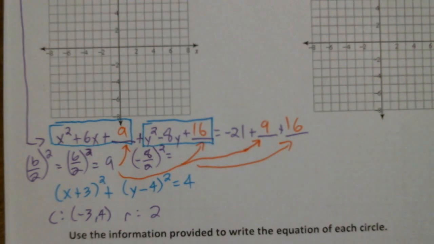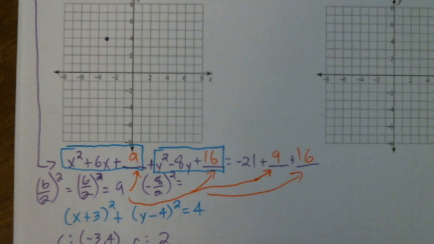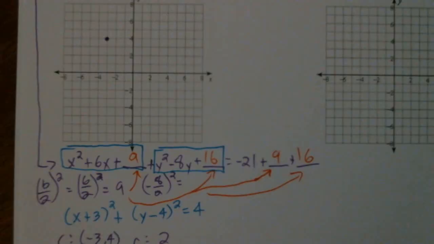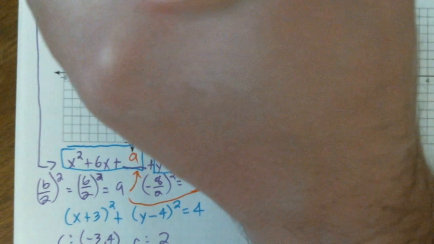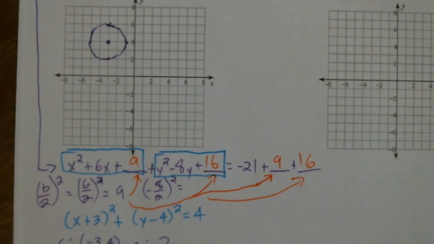Alright, so let's go ahead and plot our circle, starting with the center at negative 3, positive 4. Okay, let me just check that. Negative 3, 4. Yep, got that. Okay, radius is 2. 1, 2, 1, 2, 1, 2, 1, 2. Let's see if I can draw a better circle this time with a radius of 2. Okay, maybe that's a little bit better.